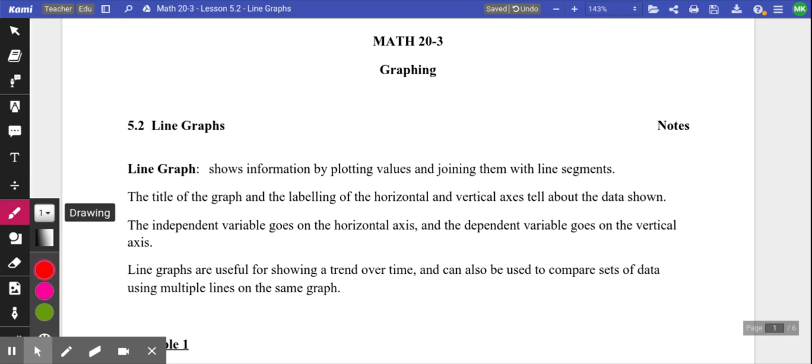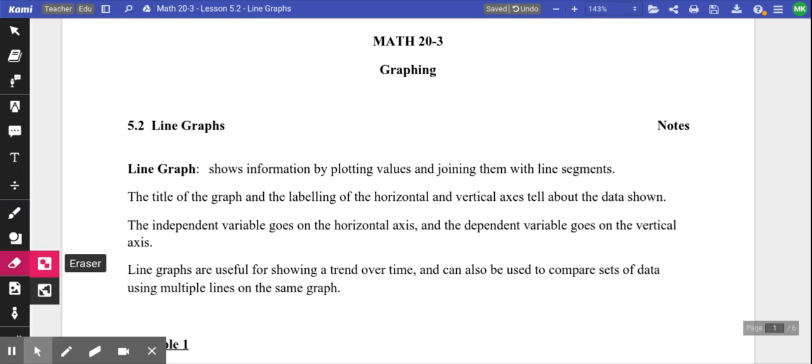Okay, welcome to lesson 5.2. So this should be your second lesson of the day. Yesterday, you guys should have gone and learned about circle graphs. Today, we're going to learn about line graphs.